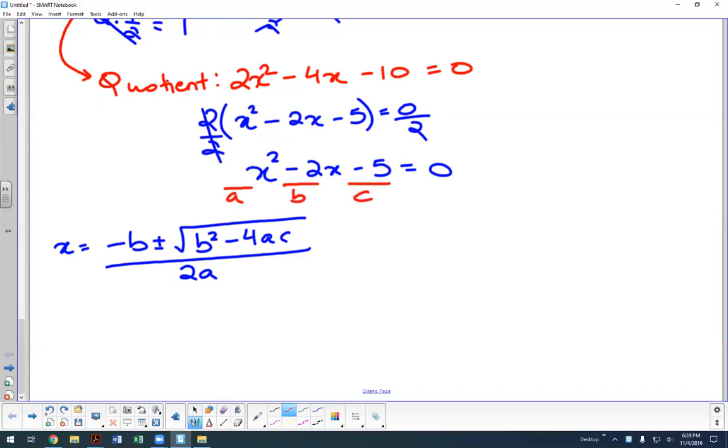So what's our A coefficient here? 1, yeah. All right, let me see what you guys come up with for your x values here.